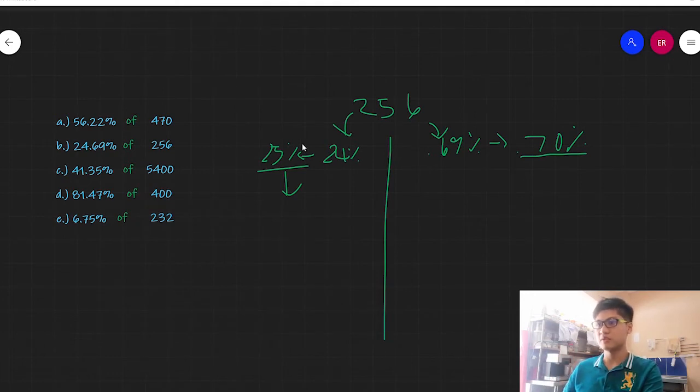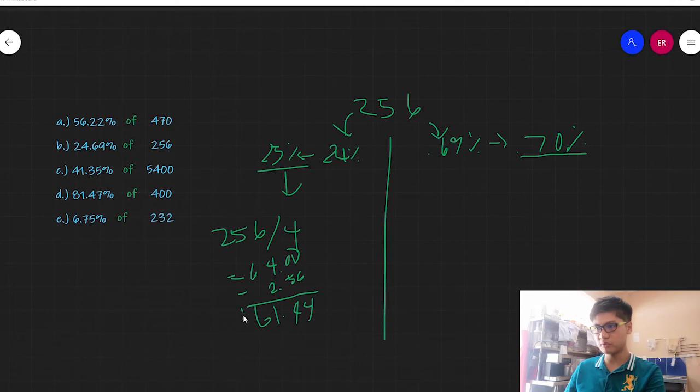All right, now how do we do that? For 25%, that's just like dividing 256 by 4, and our answer is 64. And then, because this is 25%, we want it to become 24%. Let us subtract 2.56, which is the 1% of 256. All right, now it would be 61.44. Right, so that is 24% of this number.